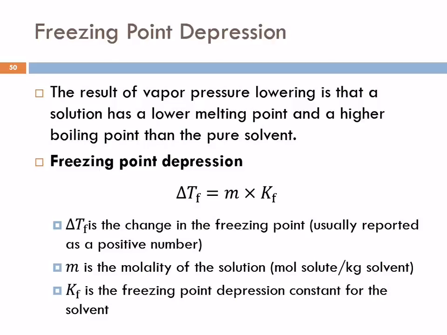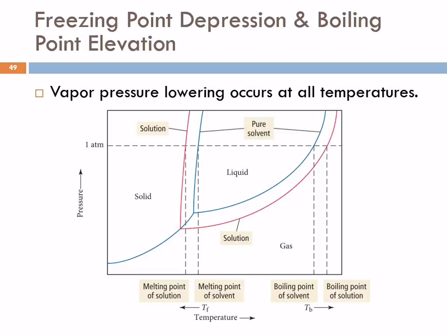Lowering the vapor pressure means that the solution has a lower melting point and a higher boiling point. I used to have a hard time remembering which direction these things went. And so what I finally came up with is that adding a solute means that this solution will stay a liquid over a wider range. So the melting point moves this way and the boiling point moves that way, and you have a larger temperature range over which it will stay a liquid. That's how I remember it.